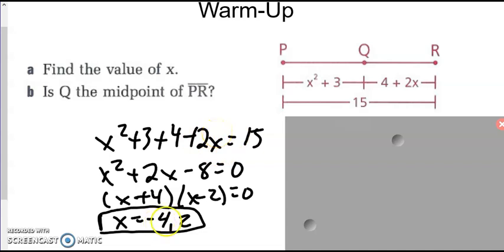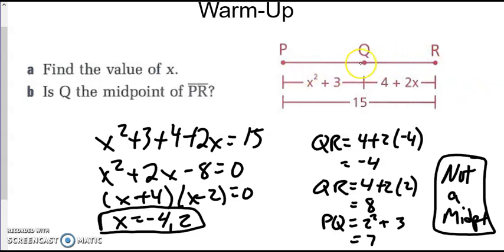Now remember, just because x is negative doesn't mean that it doesn't work. You need to check both. So I plugged that in to QR and PQ, but as soon as I plugged in -4 to QR, I get a negative value. Therefore, I knew that -4 value would not work. So, plugging 2 in, I got QR to be 8, PQ to be 7, therefore it is not a midpoint.